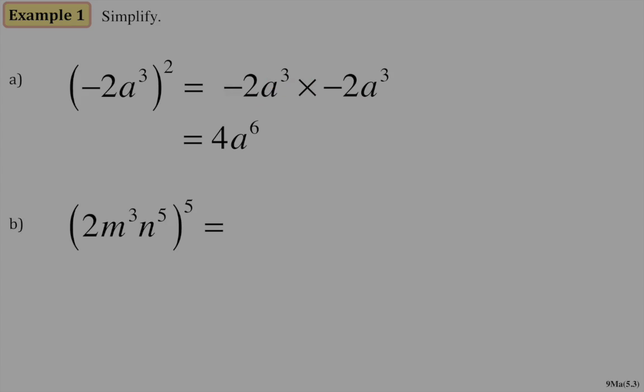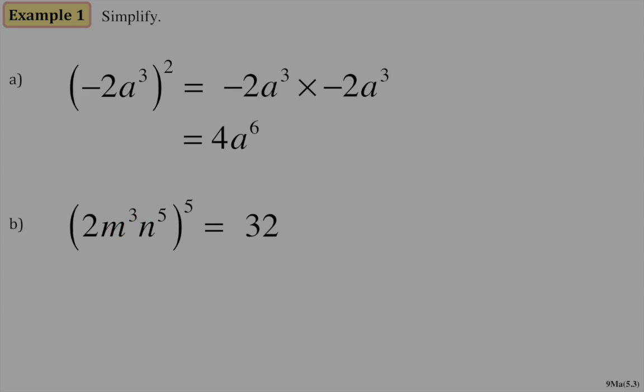With this example, part B, we're going to have everything inside the bracket raised to the power of 5. Now I really don't want to write 2m cubed n to the power of 5 times 2m cubed n to the power of 5 over and over, 5 times. So what I'd prefer to do is look at each part inside the bracket individually and raise it to the power of 5. First thing we're going to do is 2 to the power of 5. Now 2 to the power of 5 is 2 times 2 times 2 times 2 times 2, which is 32, and you can just do 2 to the power of 5 on your calculator anyhow.